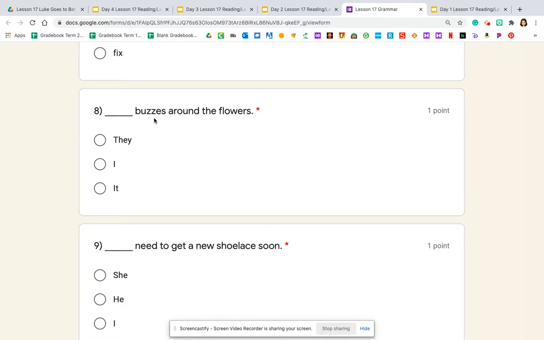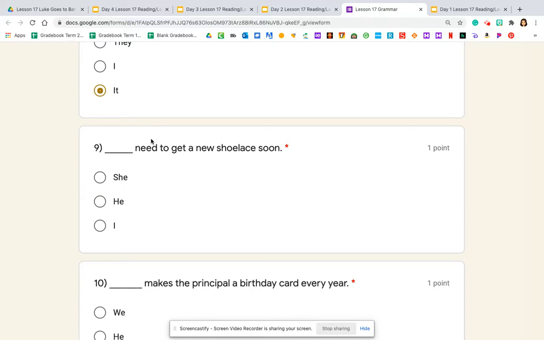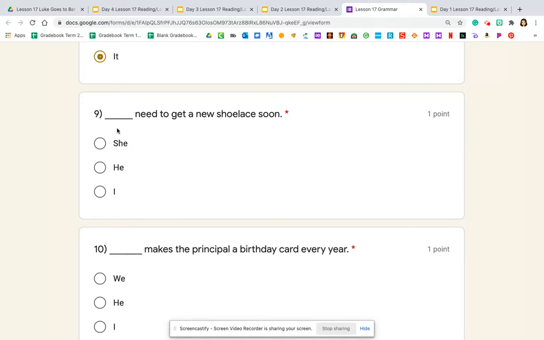I buzzes around the flowers, or it buzzes around the flowers. So it and I are both singular, but can people buzz around flowers? I don't think so. So it's probably not going to be I. Probably going to choose it. Okay, same thing for number 9 and number 10. This time you're choosing the correct subject that fits with the verb.